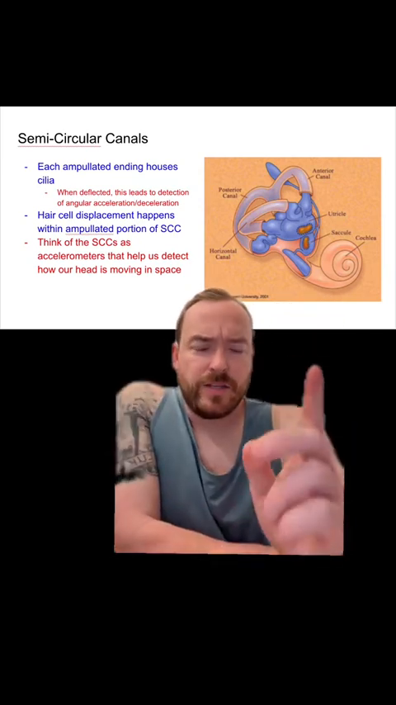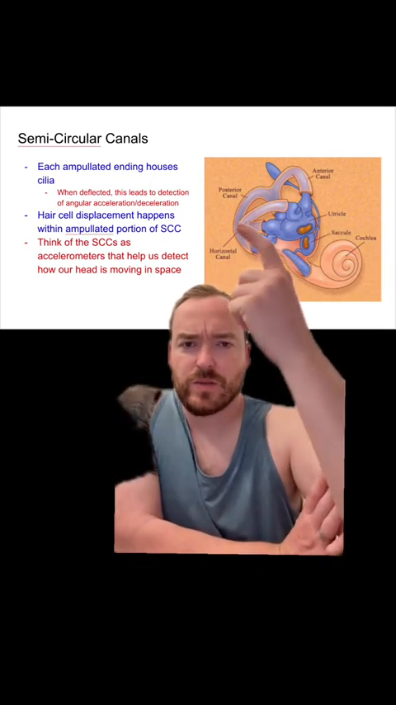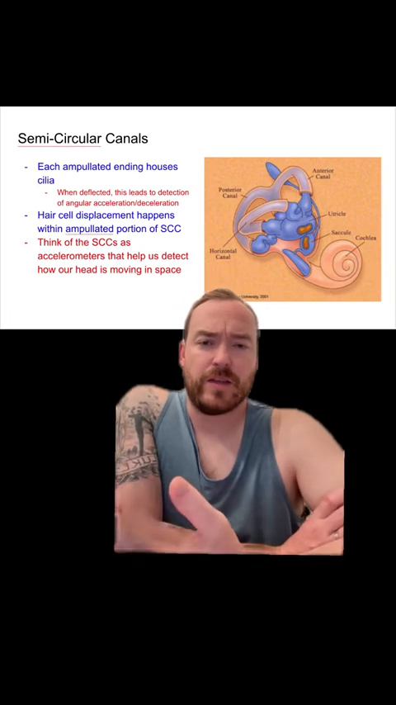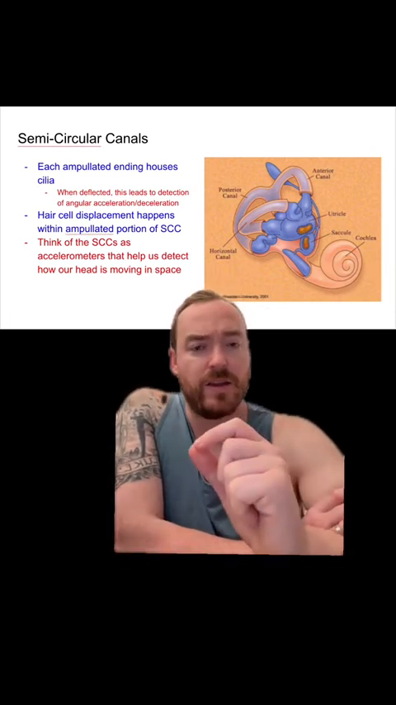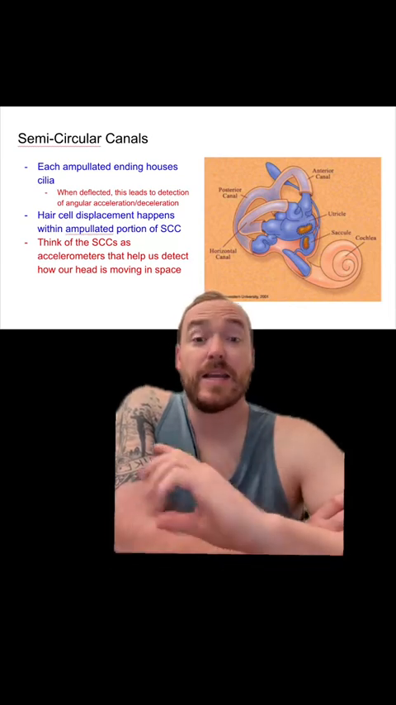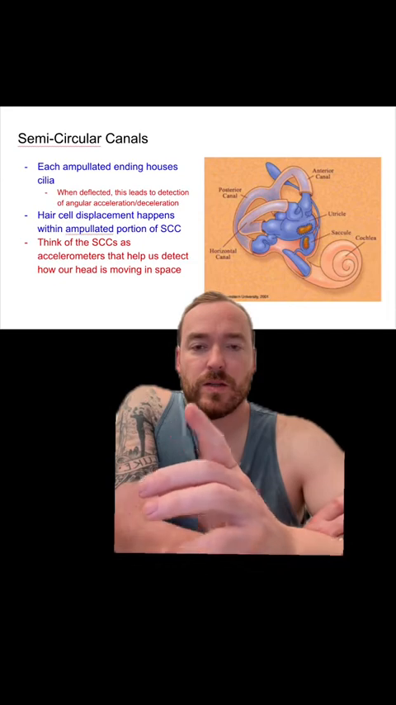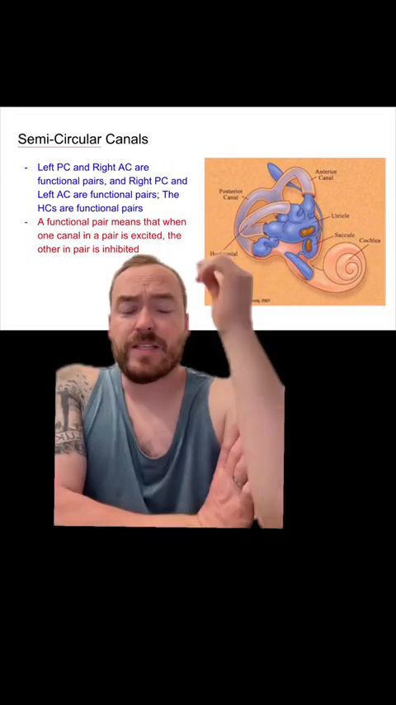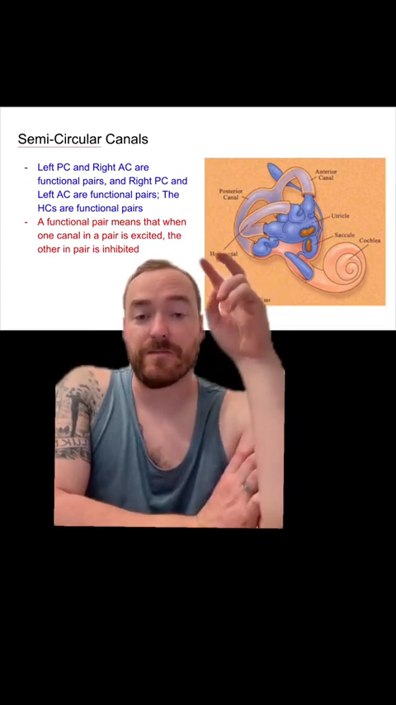So this hair cell or cilia displacement happens within the ampulated portions, otherwise we just call it the ampulla, and think of the semicircular canals as essentially accelerometers that help us detect how our head is moving in space in an angular fashion. And so basically, built into our head, we have 6 accelerometers. Each of these semicircular canals has a pair or a partner that makes it a functional pair.